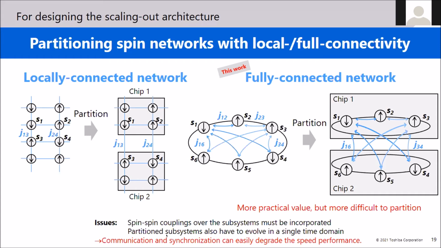a single time domain. Communication and synchronization between the chips can easily degrade the speed performance, and this difficulty is more pronounced for the all-to-all connected network, which is of more practical value than a sparse one. We want to scale out the fully connected spin system.